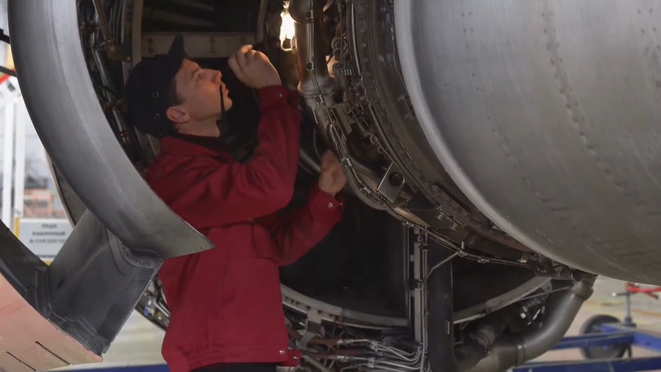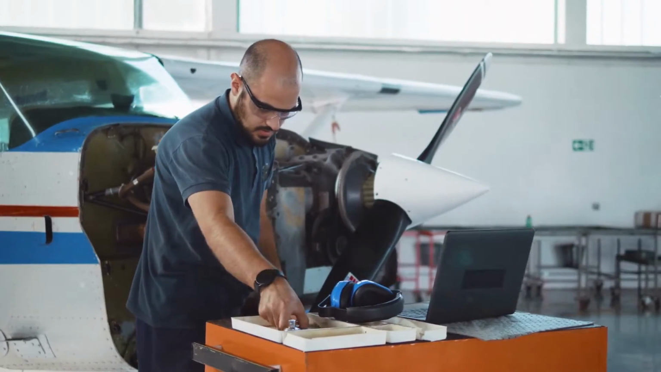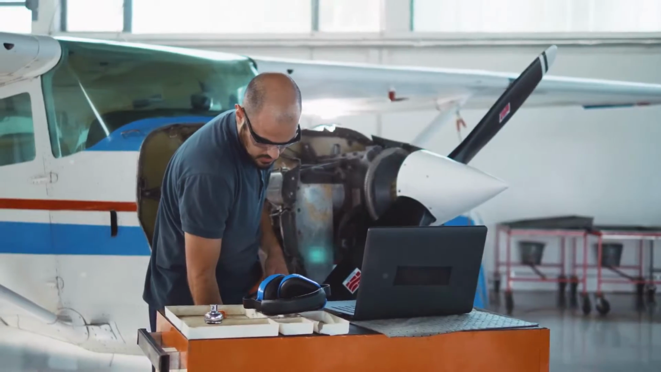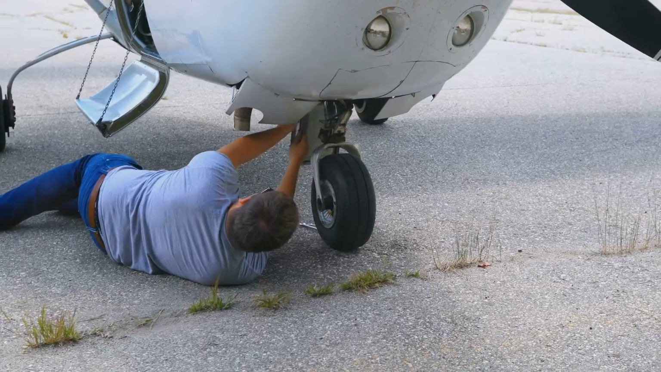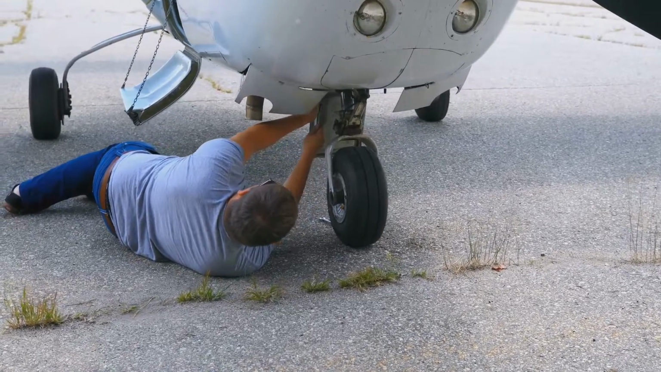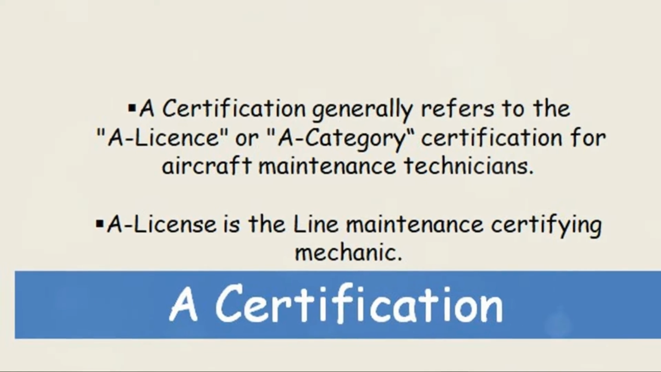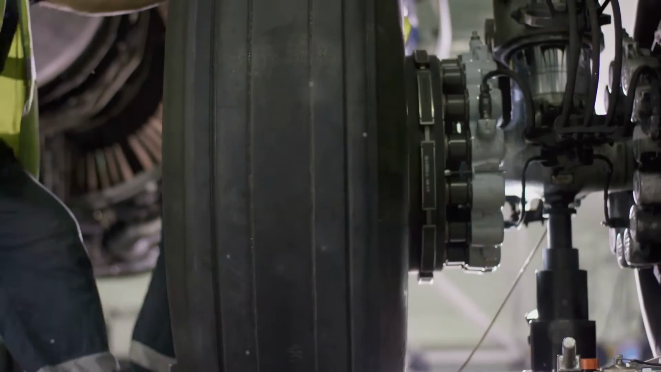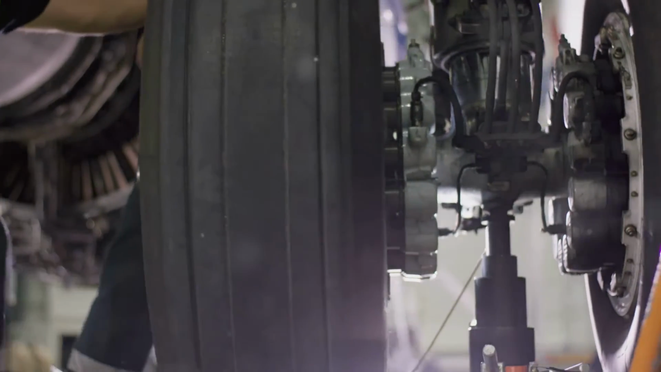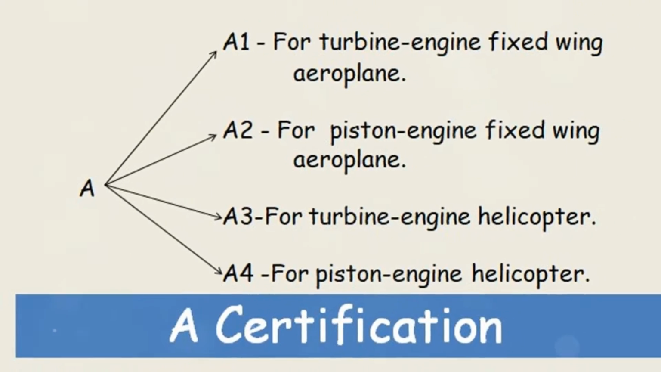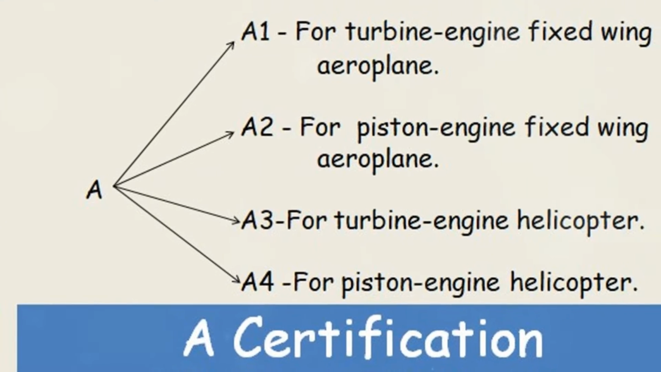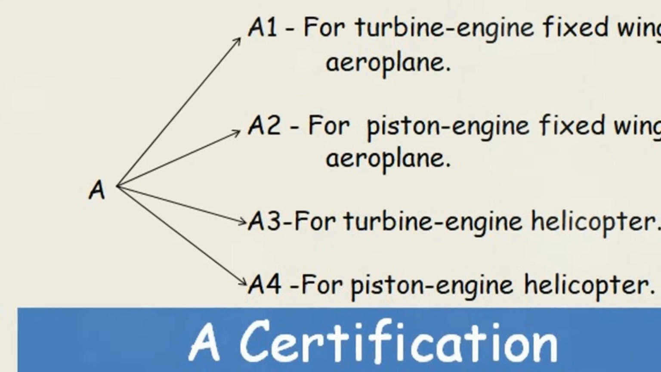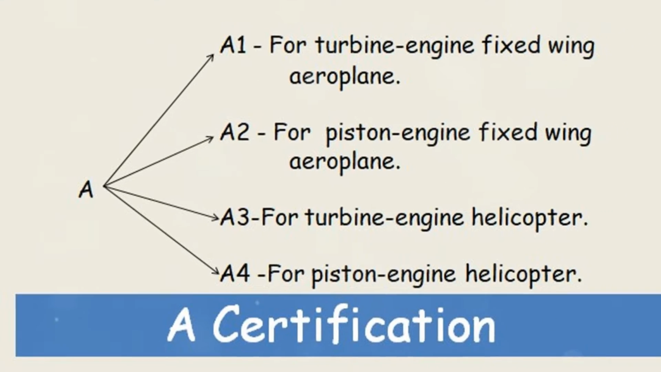Let's start with A certification. A certification generally refers to the A license or A category certification for aircraft maintenance technicians, which is the line maintenance certifying mechanic. The Category A license covers minor scheduled line maintenance and simple defect rectification. The license is divided into the following subcategories: A1 for turbine engine fixed wing aeroplane, A2 for piston engine fixed wing aeroplane, A3 for turbine engine helicopter, and A4 for piston engine helicopter.